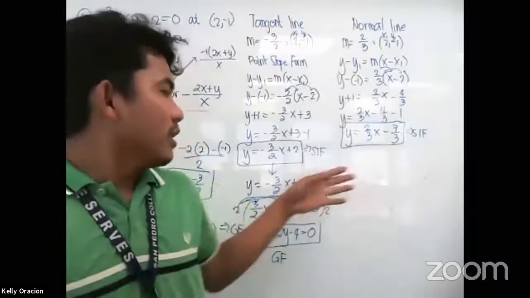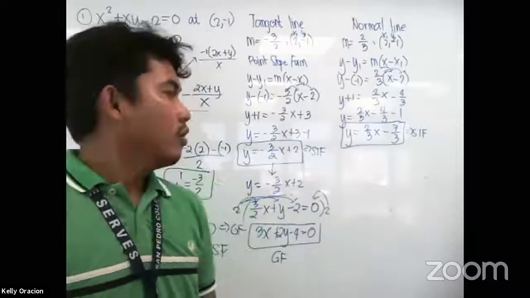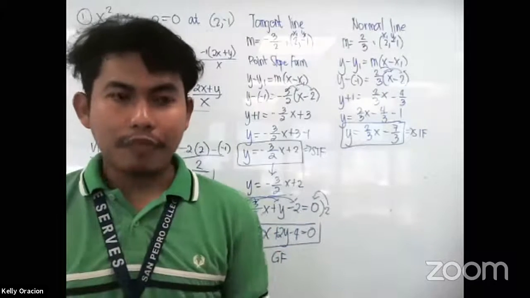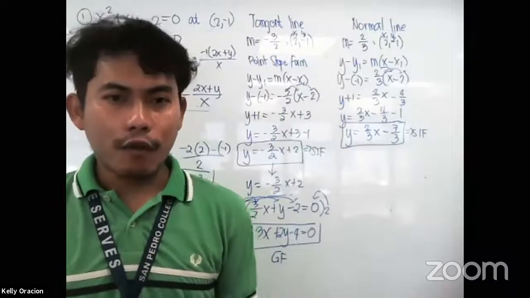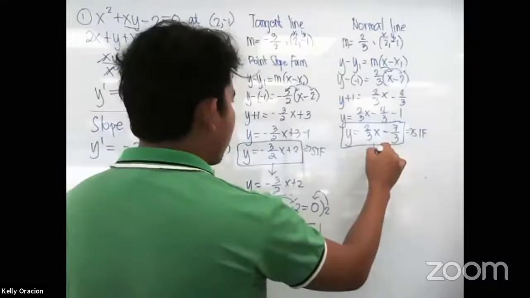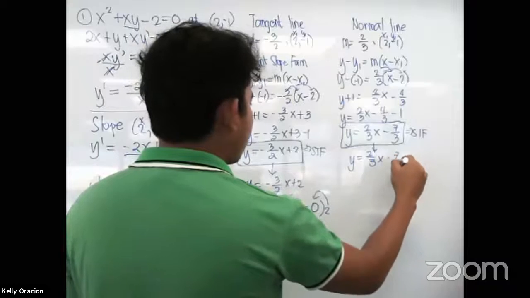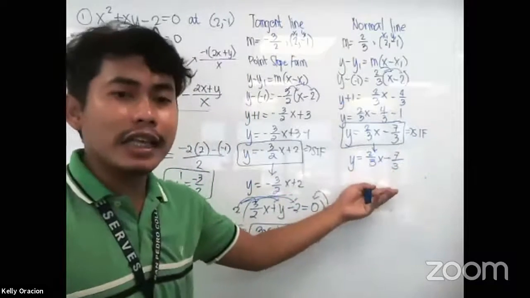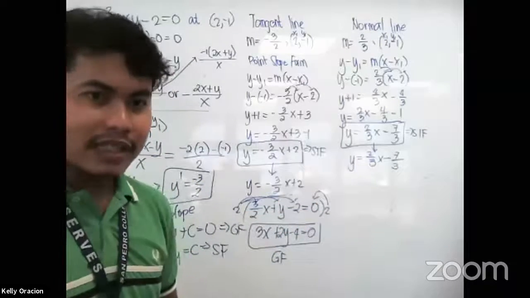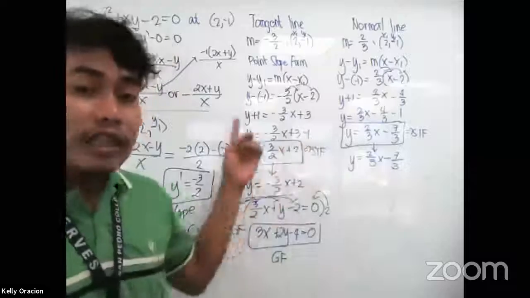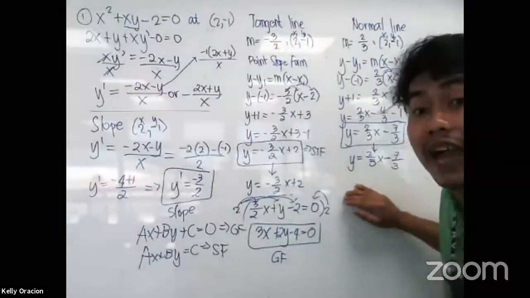So this time, same din dito, we are going to transform this one into general form. So as you can see dito, positive ang x. Unlike dito, negative ang x, so na-transpose natin siya to the other side. Dito, hindi negative ang x. Positive ang x natin dito.